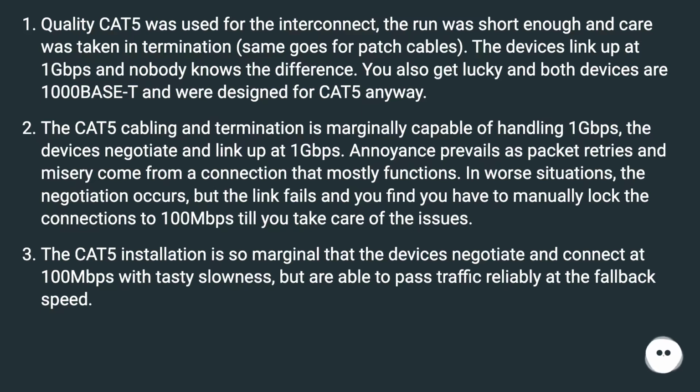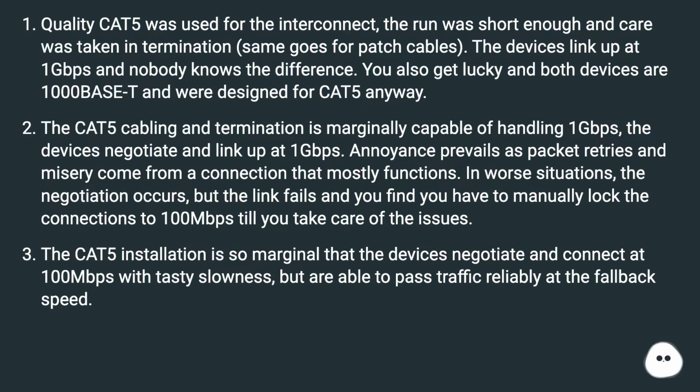You also get lucky and both devices are 1000 base T and were designed for CAT5 anyway. The CAT5 cabling and termination is marginally capable of handling 1 Gbps. The devices negotiate and link up at 1 Gbps. Annoyance prevails as packet retries and misery come from a connection that mostly functions. In worse situations, the negotiation occurs, but the link fails and you find you have to manually lock the connections to 100 megabits per second till you take care of the issues.